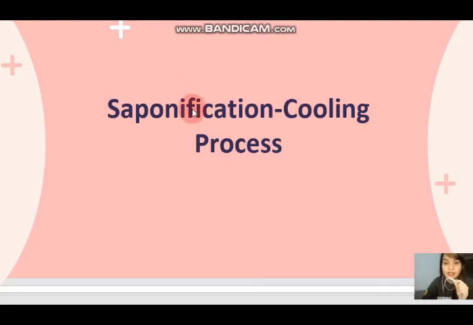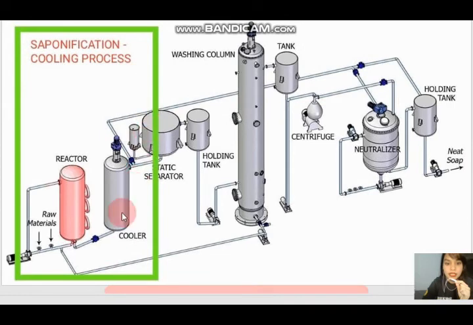Okay, so now I'll be explaining on the saponification process to cooling process. Basically, the raw materials are usually oils, palm oil, and fatty acid, or any fats. This reactor is a saponification reactor, where saponification is an exothermal chemical reaction that gives off heat. The reaction occurs when there is contact between the oil and the fats.